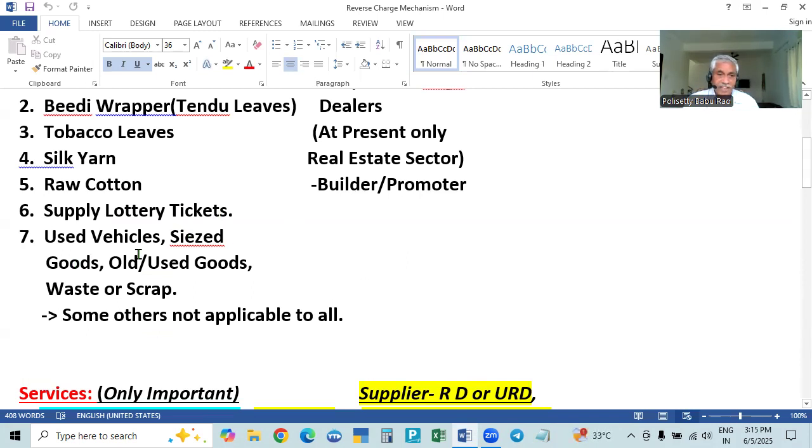And then used vehicles, seized goods. Used vehicles means vehicles used by others, selling second-hand vehicles. And then seized goods or seized vehicles. The government sometimes, the RTO, the police department, seize the vehicles.